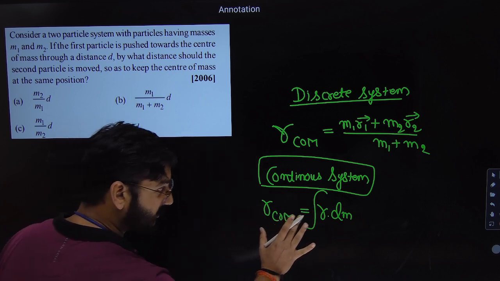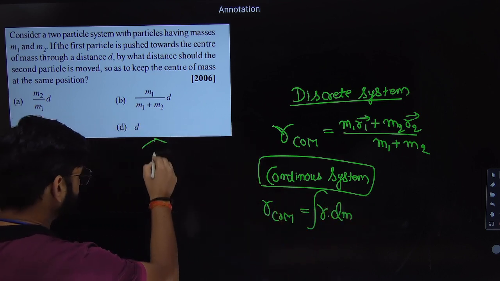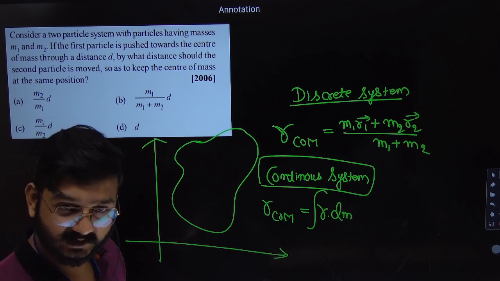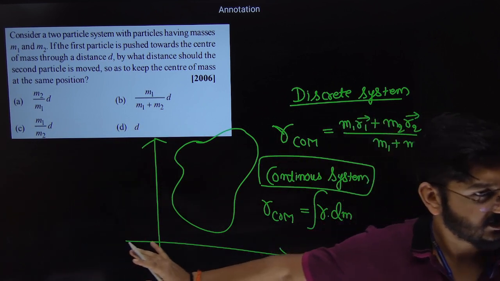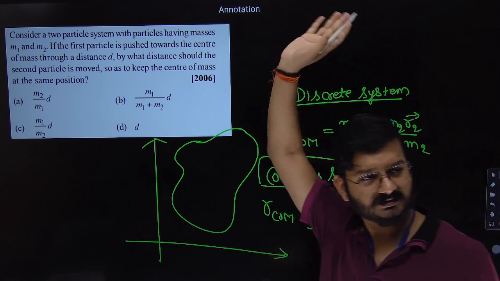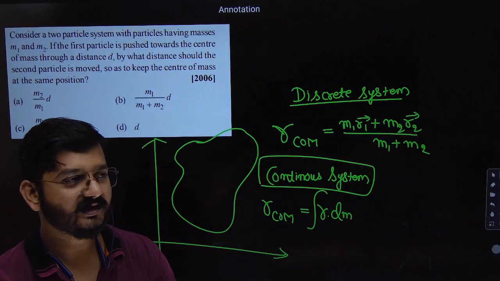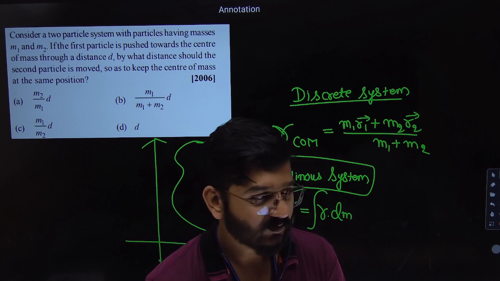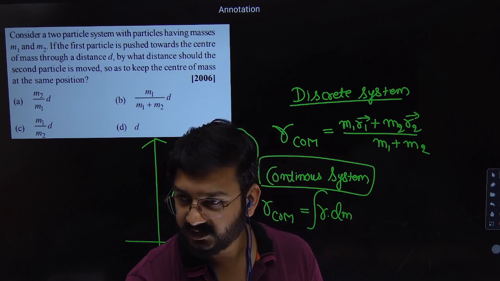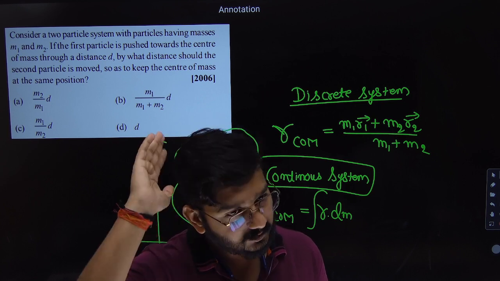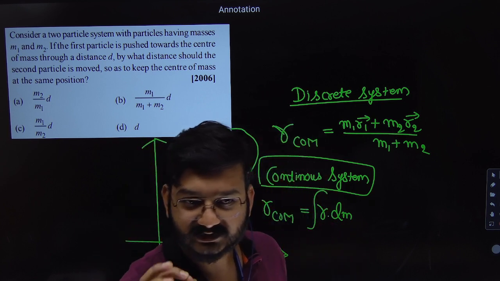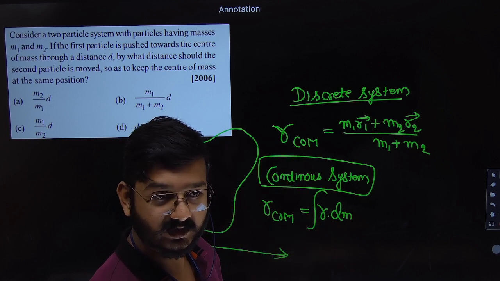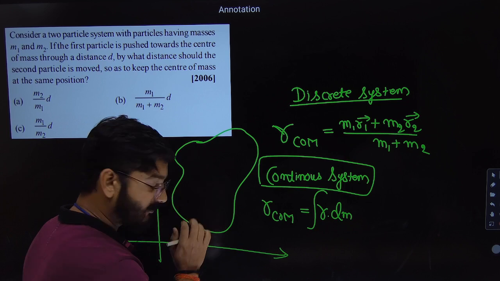If you're not able to visualize this, I will show you one figure here. Suppose you have an irregular shape object. How many particles will it have? Many particles, crores, lakhs, an infinite number of particles. Suppose you take the example of a basketball. Air particles will be there, and whatever substance was used to make the basketball, there will be a lot of particles of that. There will be millions of particles. I want to find the center of mass of that basketball. What method will I use? This one or this one? Second one. So I am taking an irregular shape.